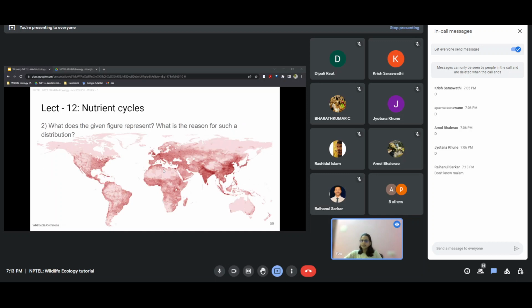All right. So the second question. What does this figure represent, and what is the reason for such a distribution? You can take a stab and guess. Any ideas? Different biogeographical regions, maybe? In different biogeographical regions, not really, right? You're not seeing the exact patterns. Yes, it could be.